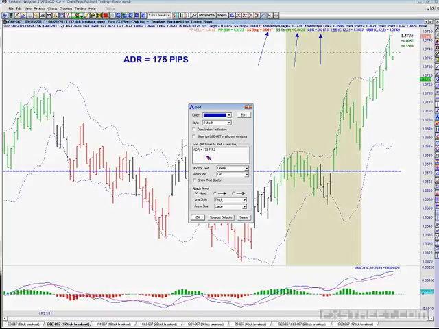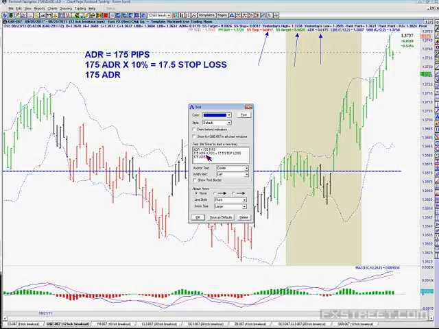So based on the average daily range, if we're looking at a 175 pip range ADR times 10%, this would be 17.5. That's going to be my stop loss.